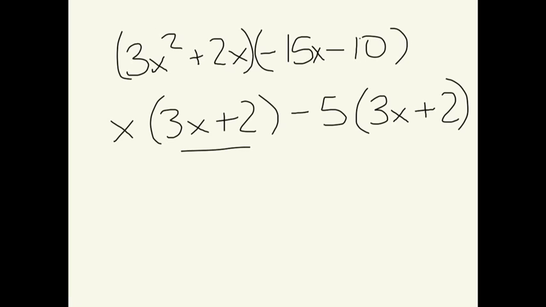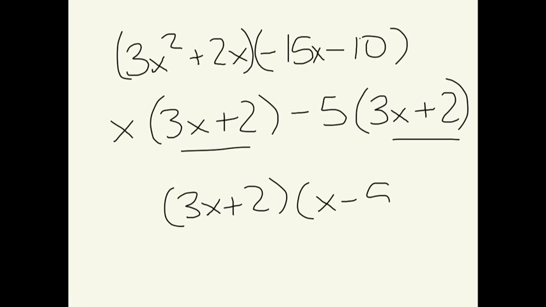Working this one out, these are common, so you can take that out. That is going to be 3x plus 2, and in the other bracket, it's going to be x minus 5.